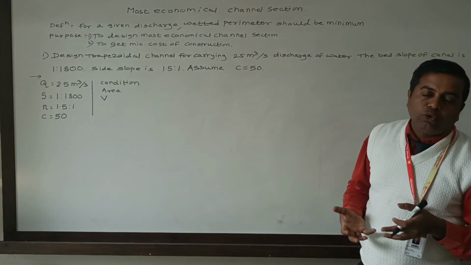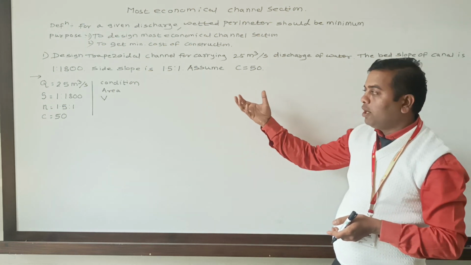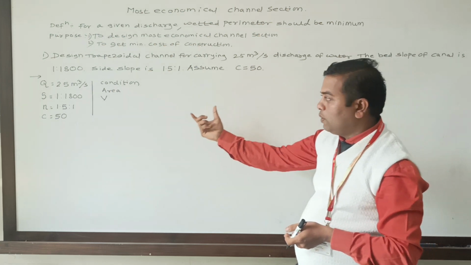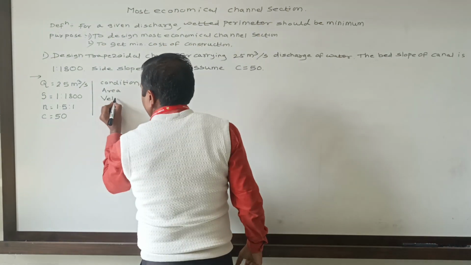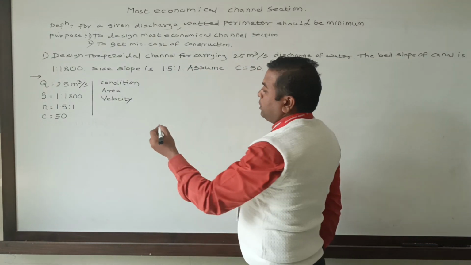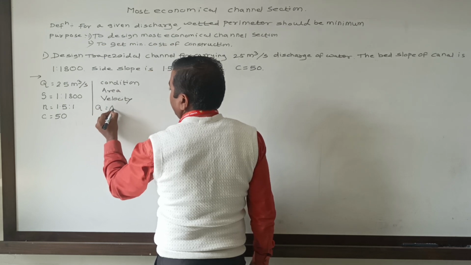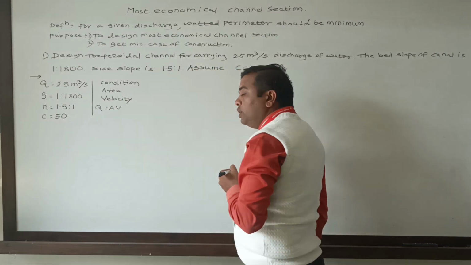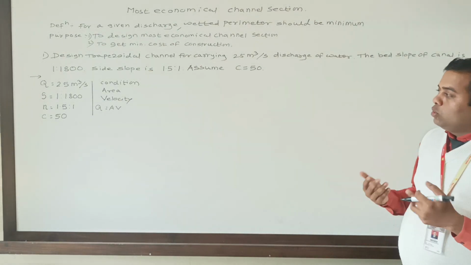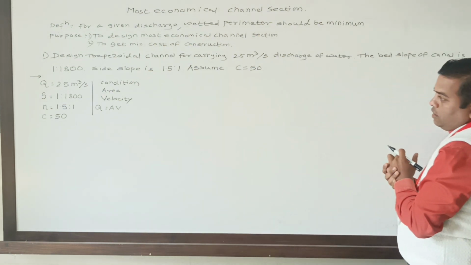In the third step, you calculate velocity using the given formula. Suppose in some numerical they give Manning's formula or Manning's constant, then you calculate velocity using Manning's constant. In our numerical, Chezy's constant is given, so we have to calculate velocity using Chezy's formula. After that, as discharge is given, we use Q is equal to area into velocity. In this equation we will get only one unknown term, B or D, so we can calculate the dimensions of the channel section.